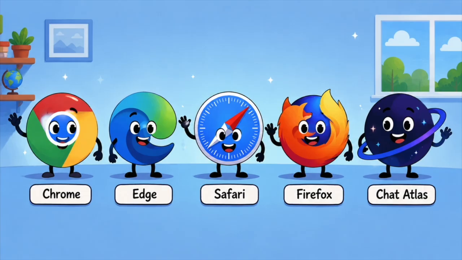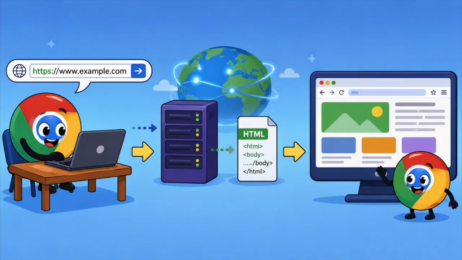Well, Chrome, Edge, Safari, Firefox, Chat Atlas, they're all browsers. What it does is it sends requests to servers. You give it what you want as a URL, Universal Resource Locator. It receives HTML files and then it displays it.